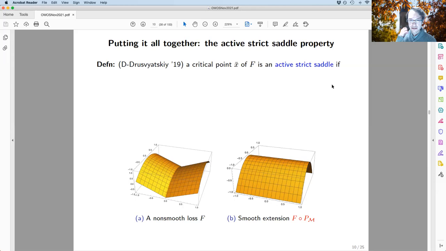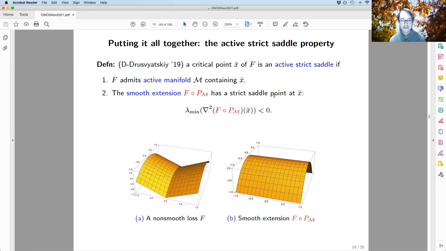And what we say is that a critical point, x bar, of the function f is an active strict saddle if f has this active manifold structure. So there's some active manifold in the domain. And the smooth extension of the function along this manifold has the strict saddle point property. Right? And so the Hessian of this function has a negative eigenvalue. Now we do have variants of this property that do not require knowing the manifold M. They can be stated solely in terms of the function itself, but this is a very convenient definition to work with theoretically. So let's stick with that.